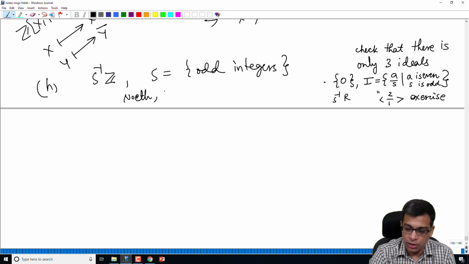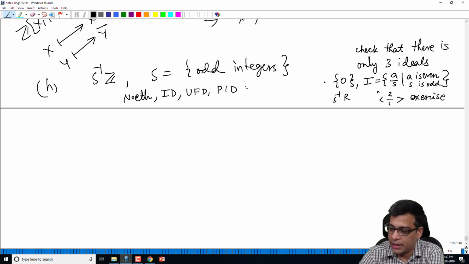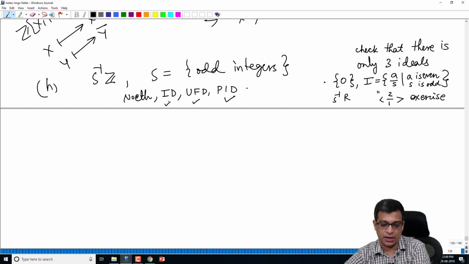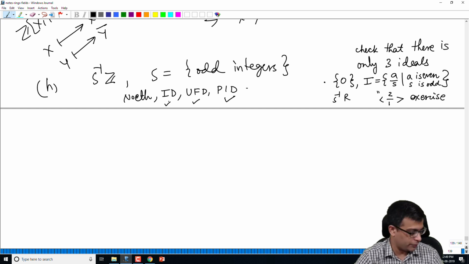So it is Noetherian. It is an integral domain and it is a PID actually, because every ideal is principal here. There are only 3 ideals. 0 is certainly principal, generated by 0. S inverse R is generated by 1, and I is generated by 2 by 1. So it's a PID. So it is also a UFD, and one can check that it is an ID. Of course, that is required to verify the D part in UFD and PID. So this is an example of another ring which is Noetherian, an integral domain, a UFD and a PID.